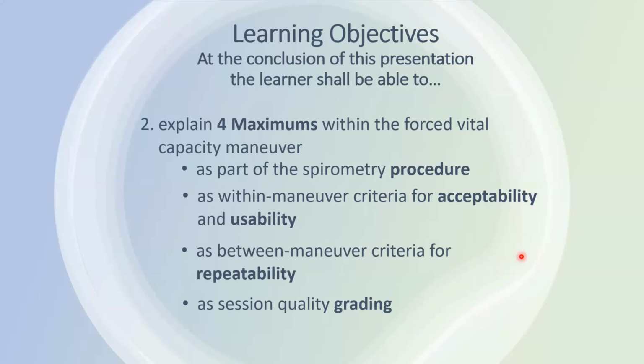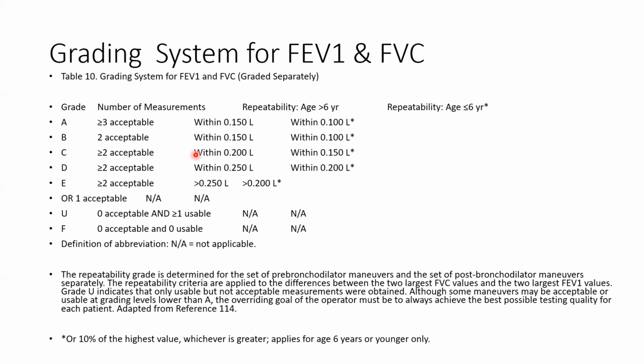Session grading. We grade the session, the whole testing experience, based on these 4 maximums again. You get a grade A if you have 3 or more acceptables, and the top 2 FVC and the top 2 FEV1s are within 150 mLs for adults or within 100 mLs for those 6 and under.